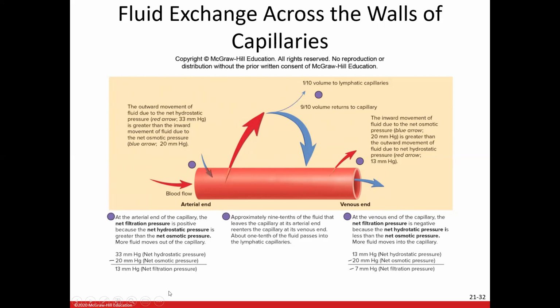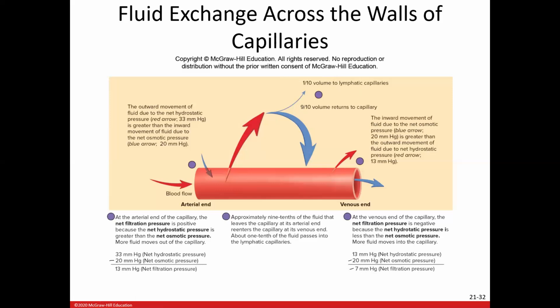And to find the net filtration pressure, which will tell us the direction that the blood's going to flow, we're going to subtract one from the other. And when we have a positive net filtration pressure, in this case 13 millimeters of mercury, we're going to have a net diffusion of blood into the capillaries. Then some of that blood will go off to the lymphatic system, which we'll talk about in a future PowerPoint. But most of that volume of blood is going to want to go back into the venous end of the capillary, so it can go back to the veins and stay in circulation.